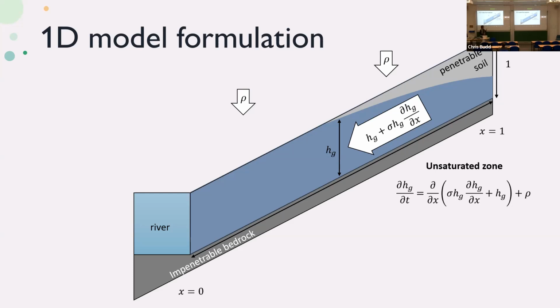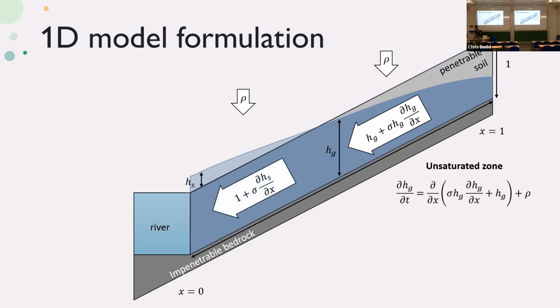And if we have only a groundwater flow, we can write the continuity equation, which will describe the variation of hg, the height of the groundwater, with time, as the divergence of the flow of the groundwater plus a source term representing the rainfall. However, when the groundwater reaches the surface, it cannot go any further. It will create an overland flow, for which we'll have slightly different governing equations.